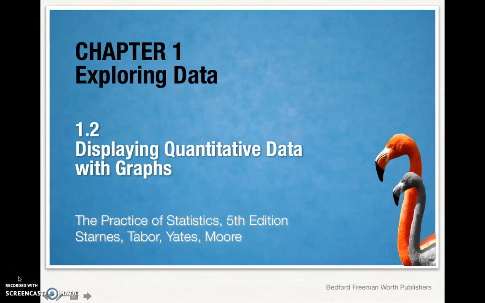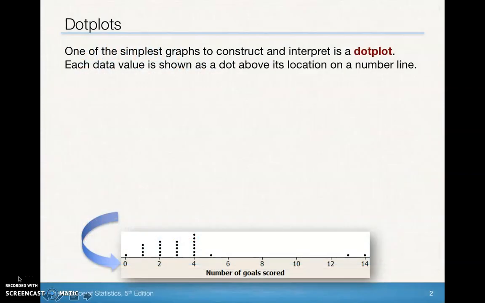Last section in 1.1 we talked about categorical data and how to display it with graphs. In 1.2 we're going to start displaying our quantitative data with graphs. The first type of graph you can draw is a dot plot, and we've done these in class sometimes with the activities we've done. It's the easiest one to draw and the easiest way to show quantitative data, especially when there's not that many points.